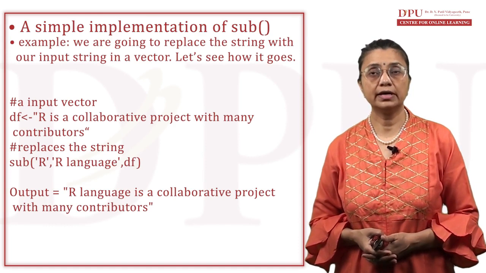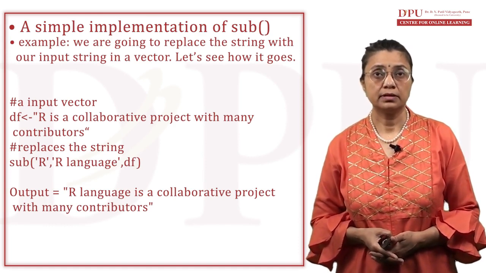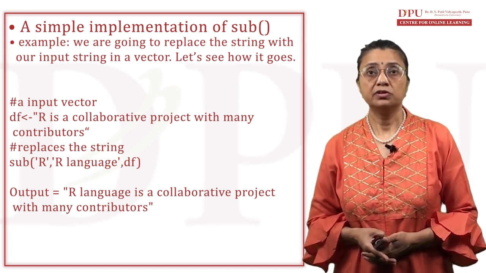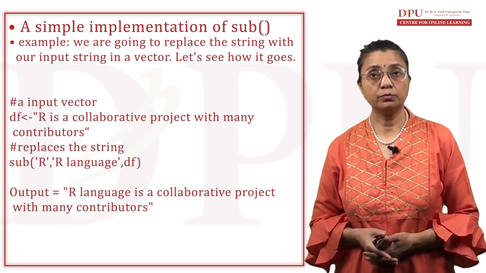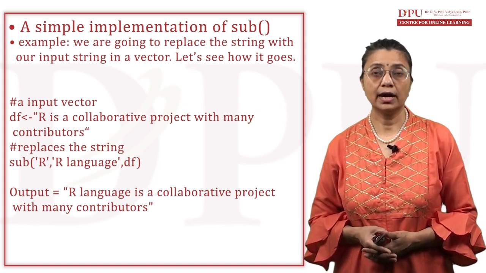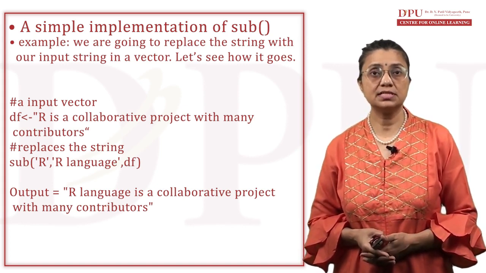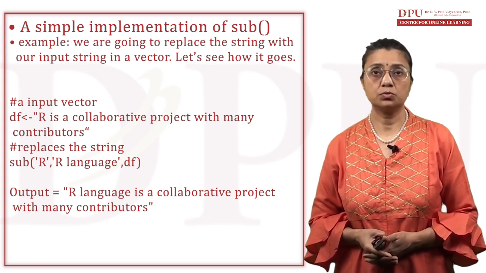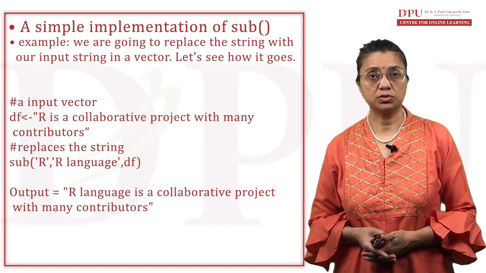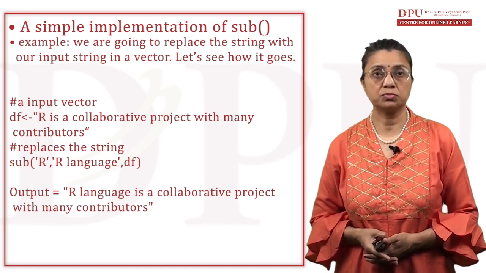Let's have a look with the help of the sub function and some code. This is a good example to understand because it is very simple. We are going to replace a string with our input string in a vector, and let's see how it goes. So we have an input vector, df, which is equated to the string: R is a collaborative project with many contributors.